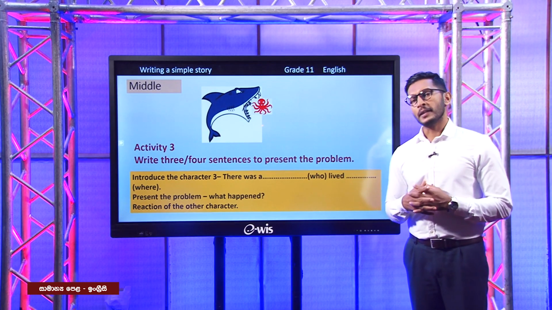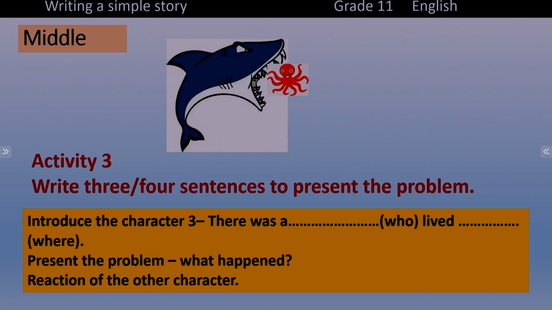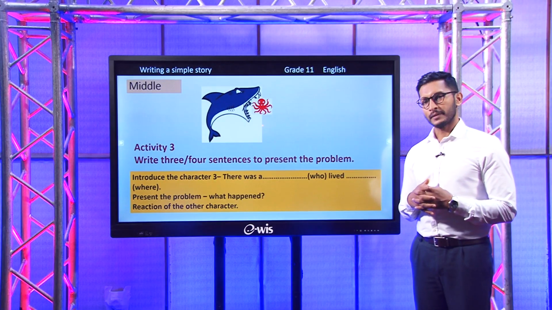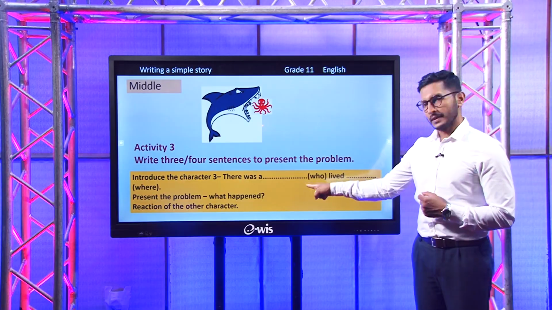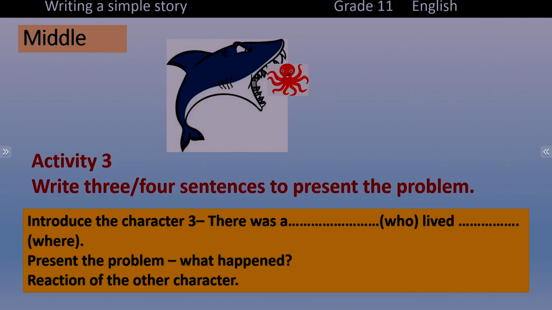Now, can you remember, in the middle part of the story, we present the problem. So, this picture shows you the problem that the octopus faces. It's a shark attack. We are going to introduce the third character here, that is the shark. So, I can say, there was a shark. Lived where? Lived in the ocean.